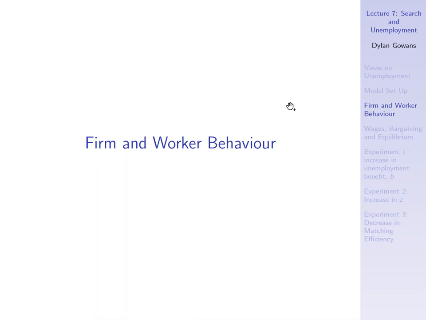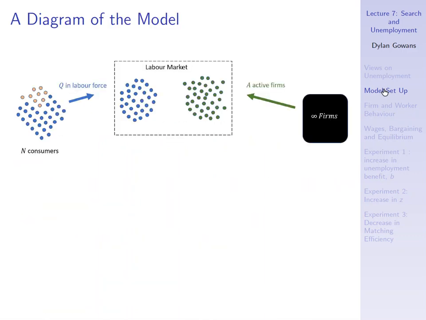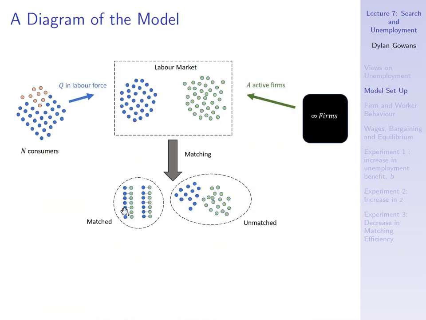Okay, so in some sense, we're looking at this model backwards. If I go back to my picture here, we looked at how matching takes place. We just looked at the matching function: given Q and A, given the number of workers in the labor market and the number of firms in the labor market, what proportion of each will match. So we looked at this matching function.